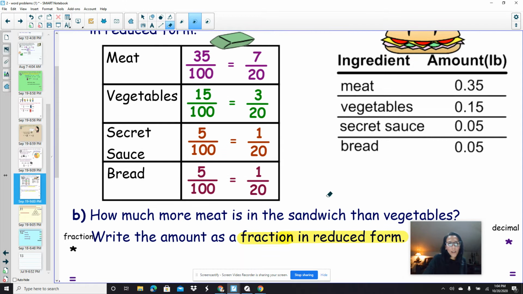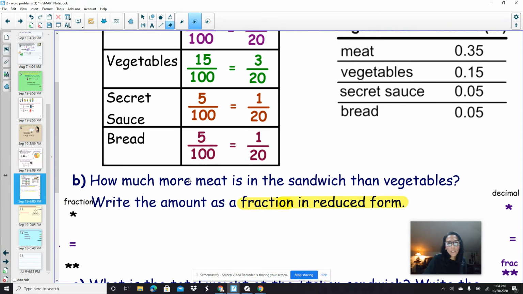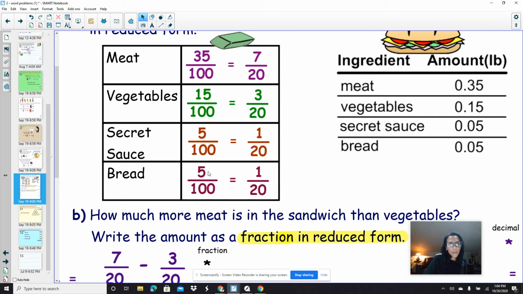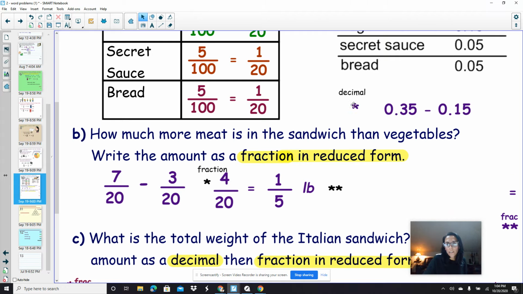Okay. How much more meat is in the sandwich than vegetables? Let me go back up here. All right, but let's do it as a fraction. We have 7 over 20 is our meat, minus 3 out of 20, which is our vegetables. Okay, so that's 4 out of 20, which reduces to 1/5 of a pound. If you want to go ahead and do it the decimal way, you'll just have to convert it back to a fraction at the end. So 2 different ways.